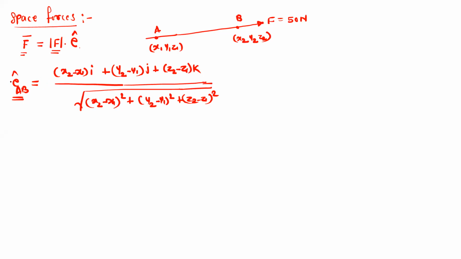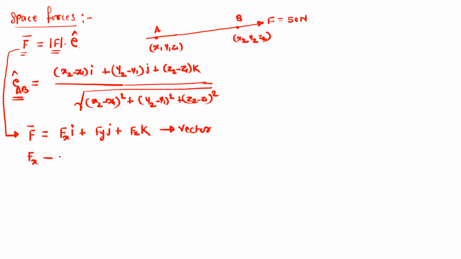So the general representation for this F bar is equal to Fx i plus Fy j plus Fz k. This is the vector form of the force, or the three-dimensional representation. So what are Fx, Fy and Fz? Fx is the x component, Fy is the y component, and Fz is the z component of the force.